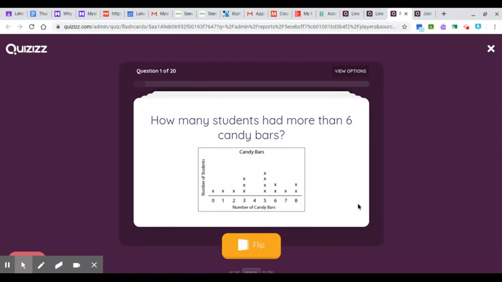All right, so this is one of the examples of something that was easy. So how many students had more than 6 candy bars? All you have to come over here and do is count the people in the 6s, the 7s, and the 8s. So there's 2 here, 1 more here, that's 3, 4, 5. That's your answer for that one.